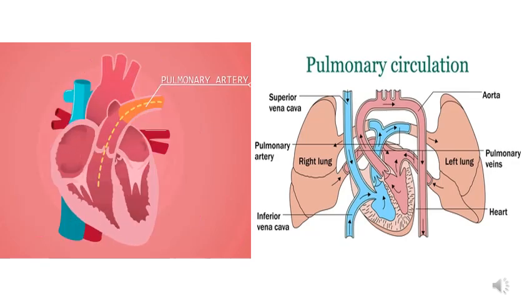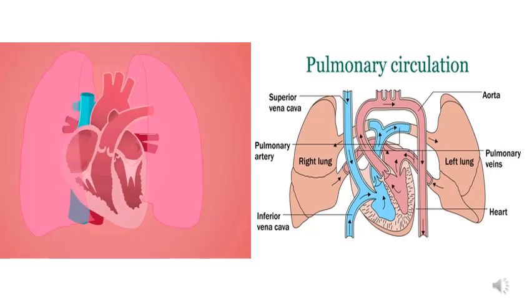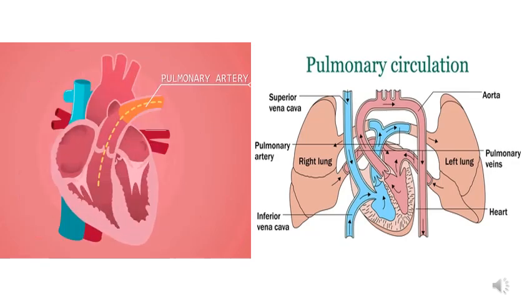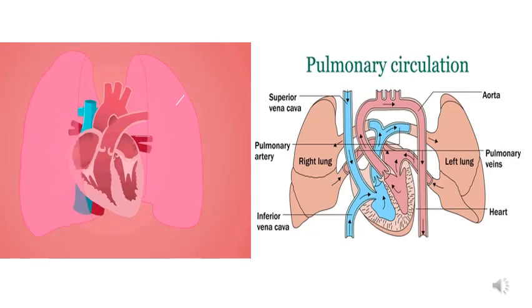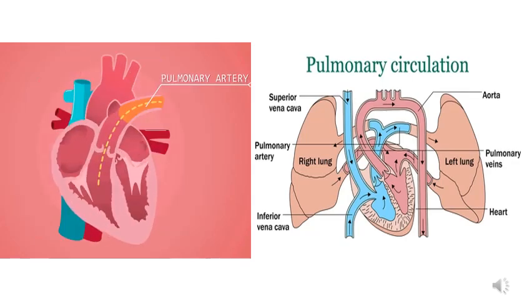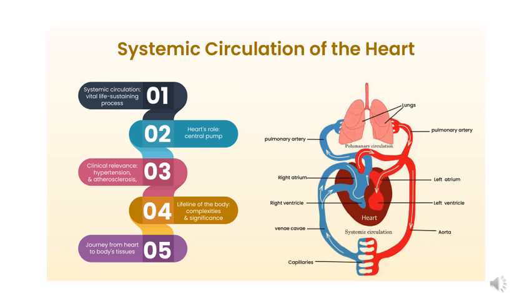Key fact: pulmonary artery carries deoxygenated blood, and pulmonary veins carry oxygenated blood, the opposite of other arteries and veins. Systemic circulation, body. Purpose: to deliver oxygenated blood to body tissues and remove waste products. Pathway: left atrium receives oxygenated blood from the lungs. Blood moves to the left ventricle.